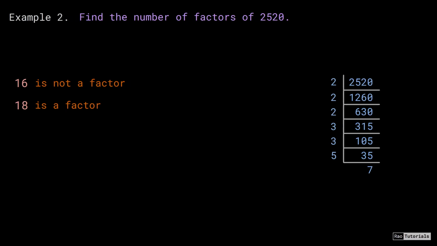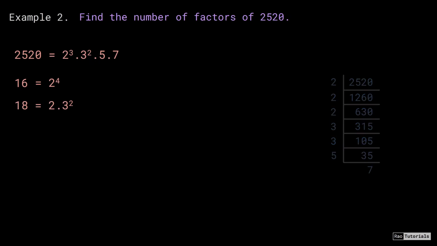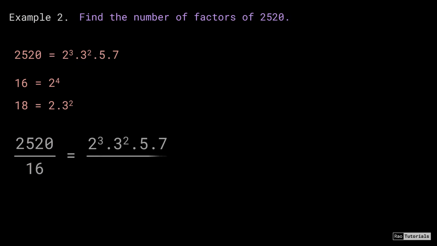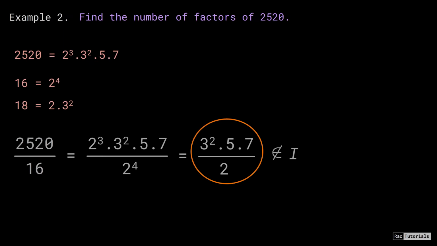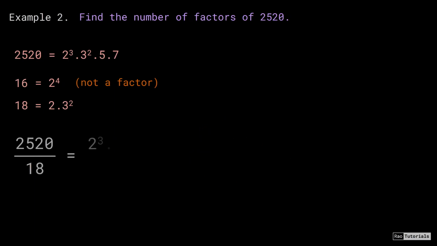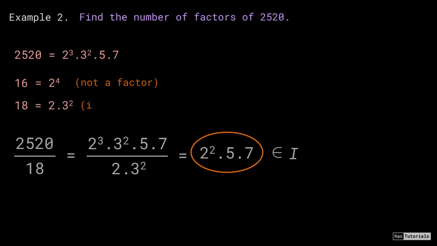So we have 2520 as 2 cube, 3 square, 5 and 7. Also 16 is 2 to the power 4 and 18 is 2 times 3 square. Now if we divide 2520 by 16, then we can see that the quotient is not an integer, so 16 is not a factor. But when divided by 18, it cancels out perfectly and the quotient is an integer.